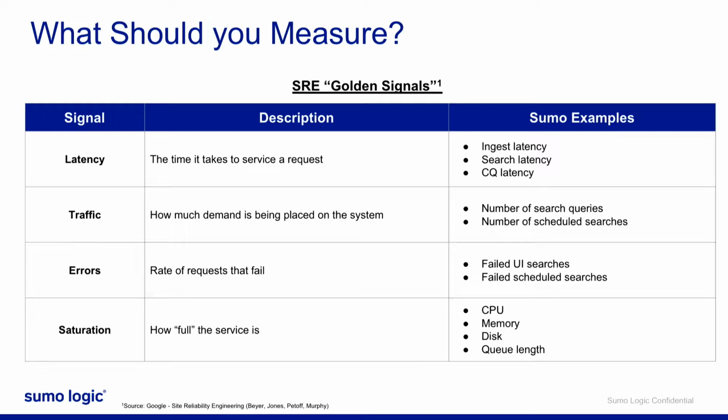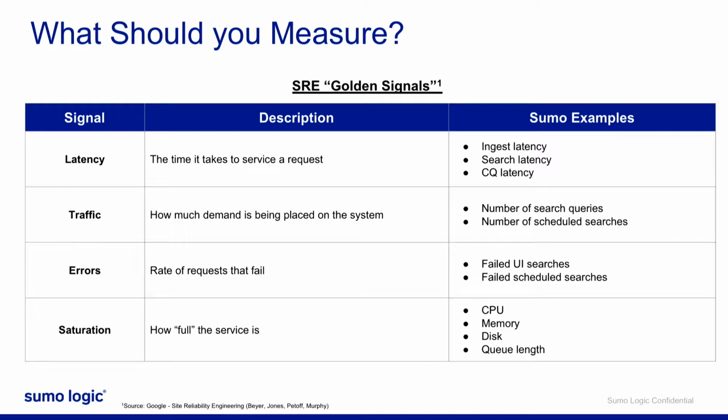across your application. For Sumo, we do this all the time. For latency, we want to know how long it takes from the time you send us data to the time you could actually search on it. That's ingest latency. We want to measure that. We want to know if that ever exceeds an SLA that we provide to you, or we want to get notified if something looks wrong there. Same thing with search latency or continuous queries.